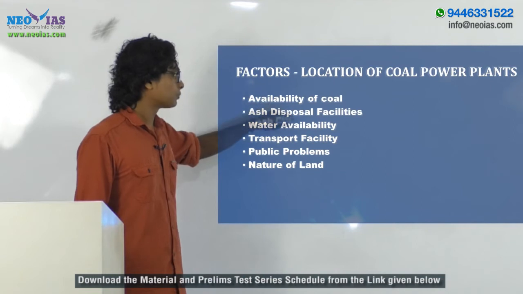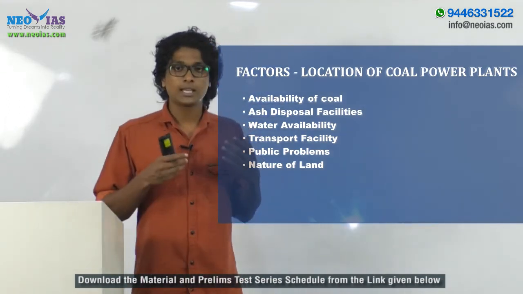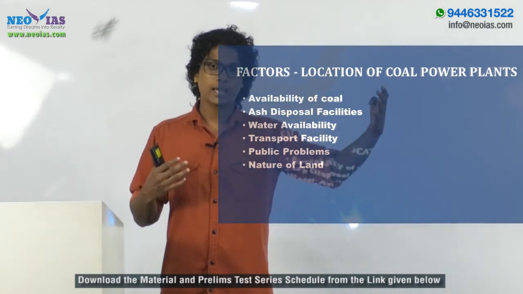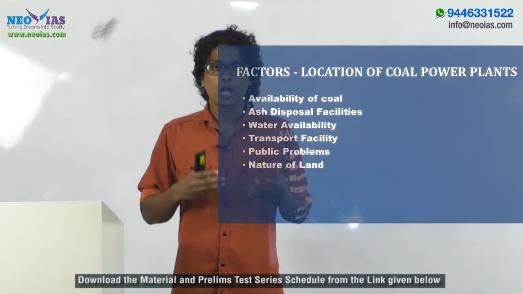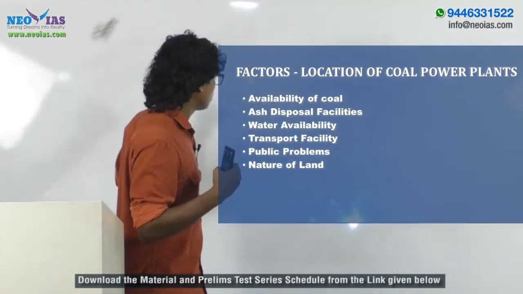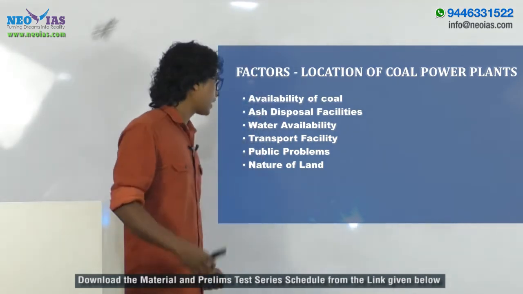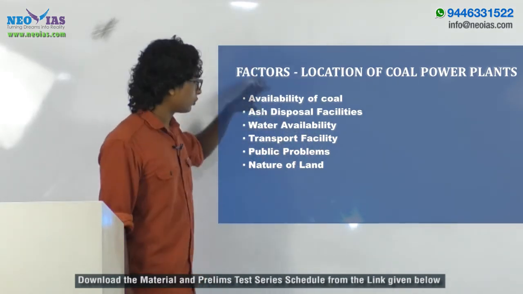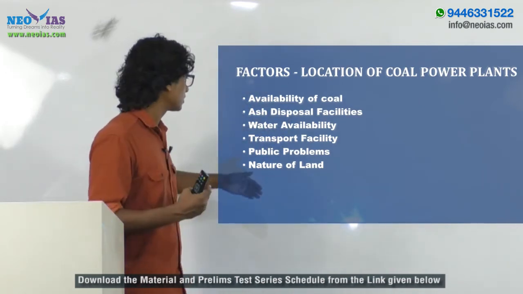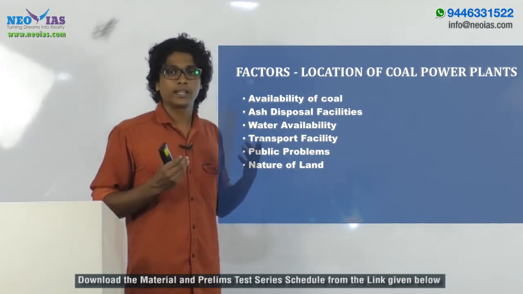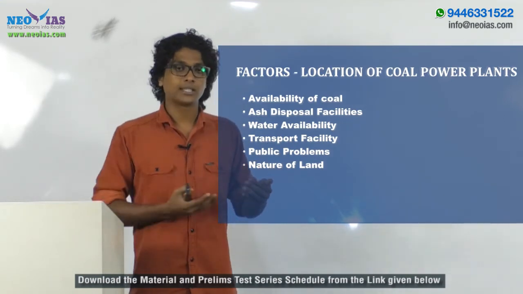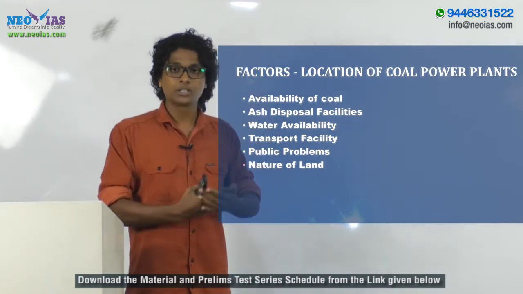Then, ash disposal facilities. After coal is burned, ashes will be produced, which can create air pollution, and they will be very hot. So there should be some water resources nearby so that the ash can be disposed of properly. Water availability matters for disposing of the ashes, and second, water acts as the coolant in the power plants. Next, the transport facility, like transporting the coal from the mines to the power plant, or the connectivity, in the sense of the transmission route.